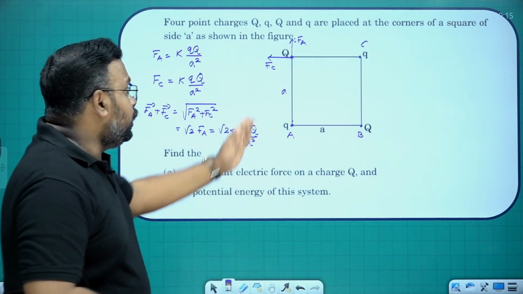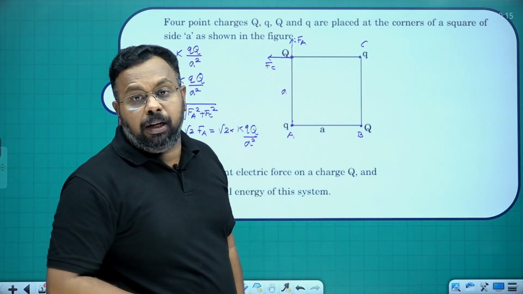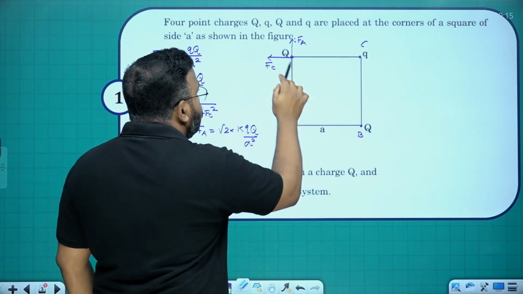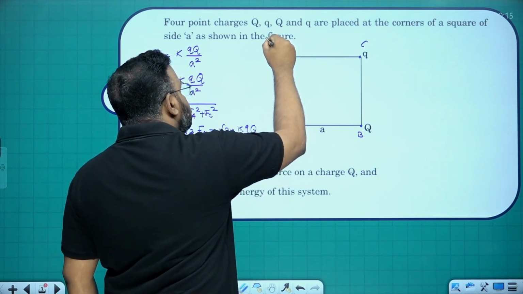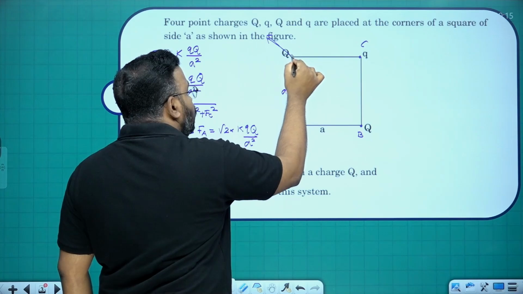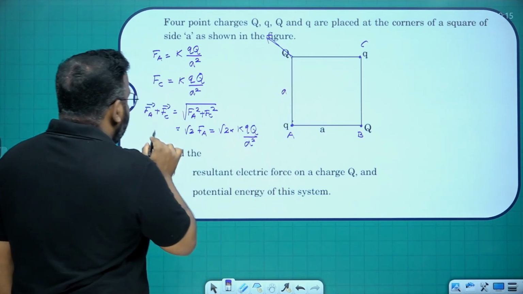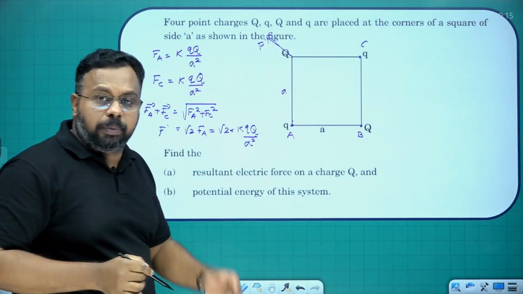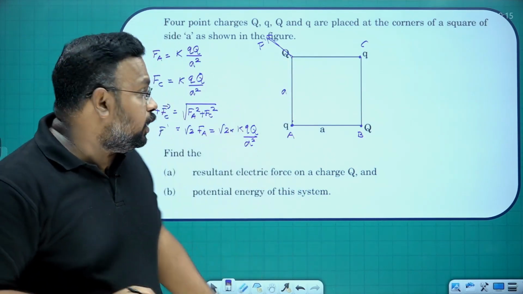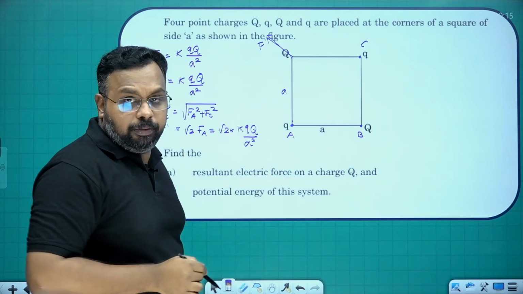This is the resultant of these two. Resultant of those two, what will be the direction? The direction will be through the middle. So I can rub these two, and I'm just showing the resultant of those two. It is in this direction. This is the resultant of FA and FC. Let me name it F dash. So there is a force F dash acting in this direction. Is that part clear? Yes. That's the resultant of FA and FC.